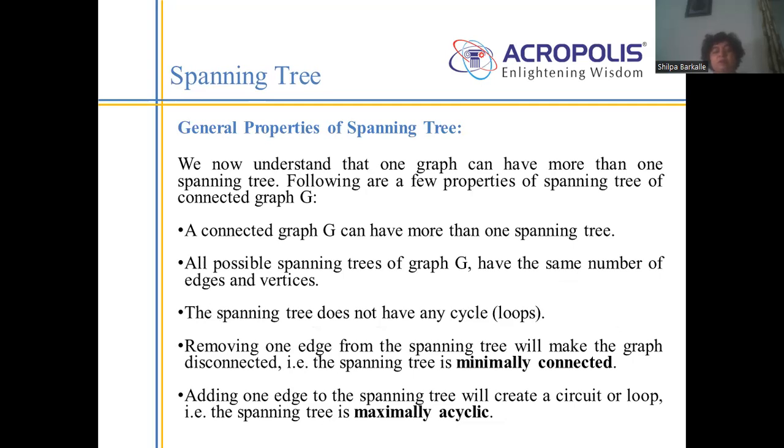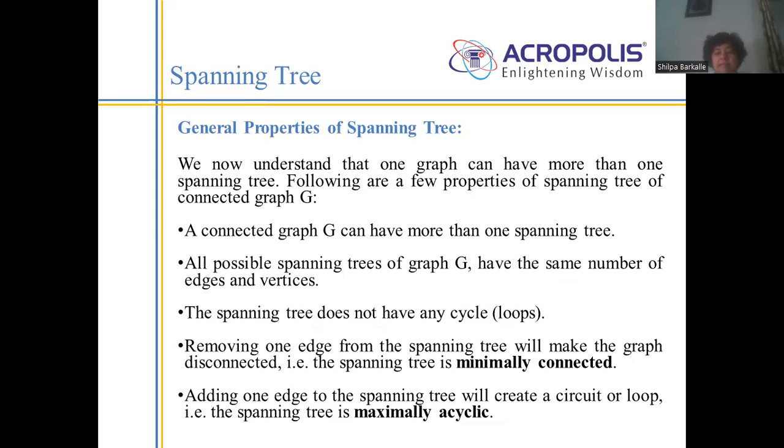Then, most importantly, a spanning tree does not have any cycles or loops, which is essential because that is why we are calling it a tree. We know by the definition of a tree that a tree cannot have any cycles or loops. So the spanning tree will not have any cycles or any loops.